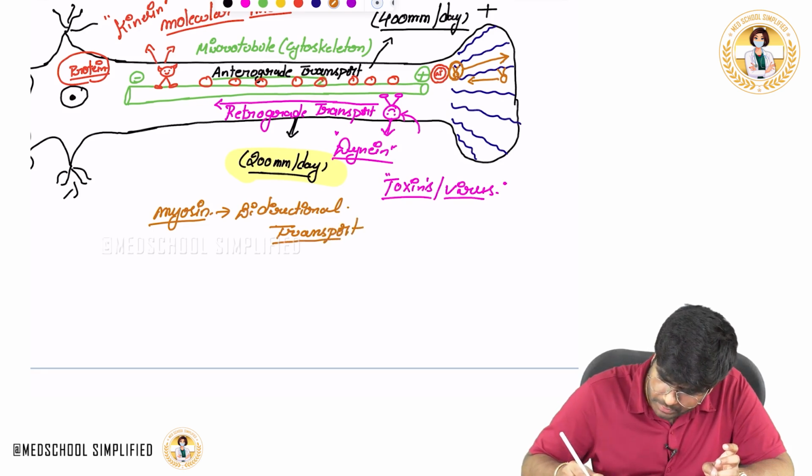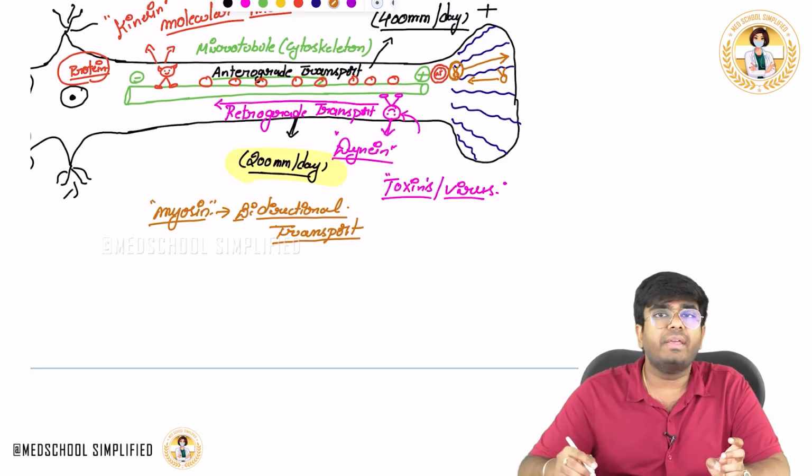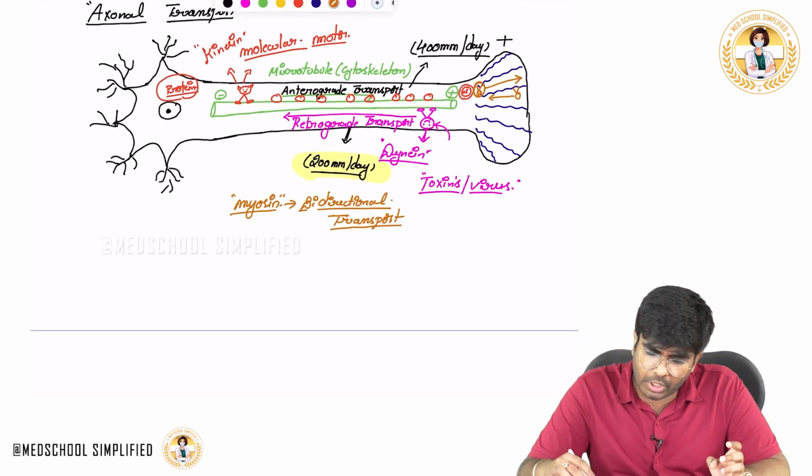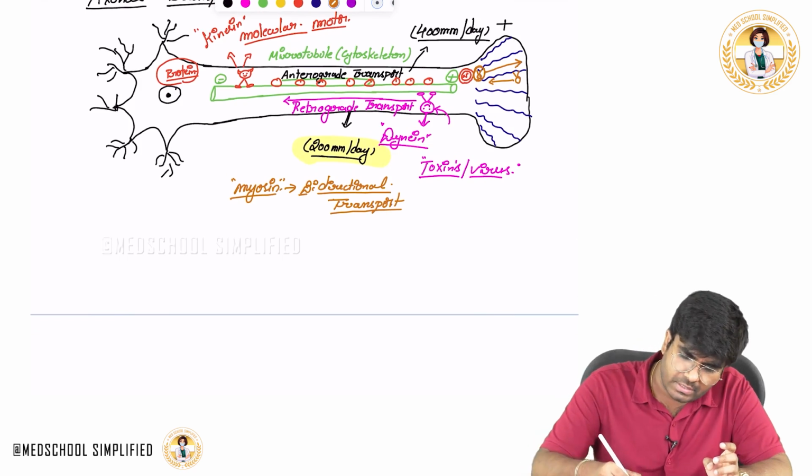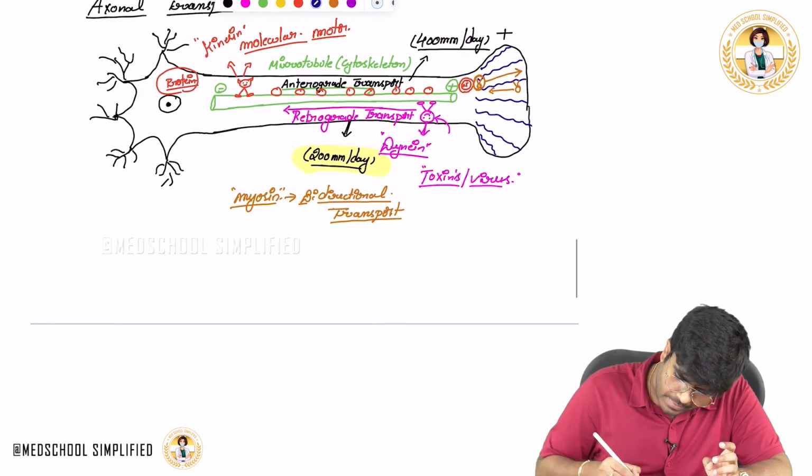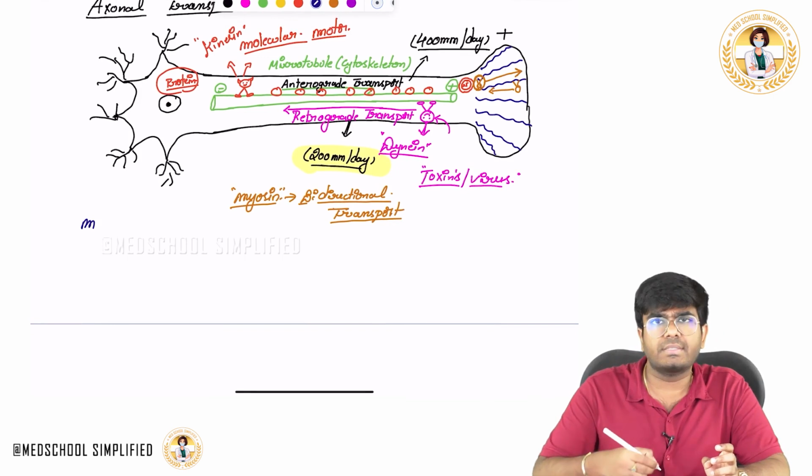Okay, he is helping in what? Bidirectional transport. Myosin. So finally I can say something. Who are the molecular motors? There are 3 molecular motors present. Who are the 3 molecular motors? This is a question which was asked in the recent exam.